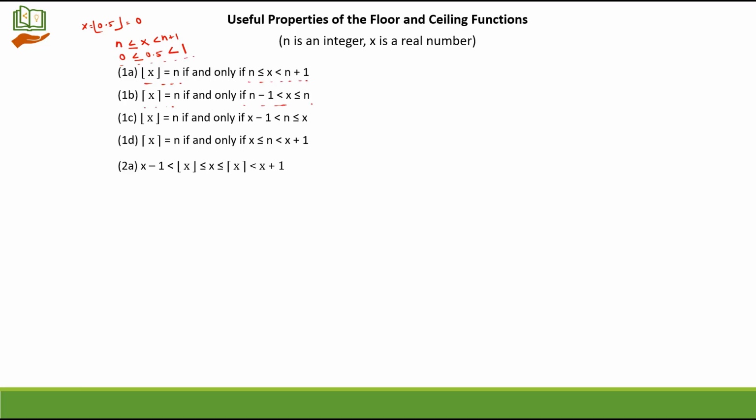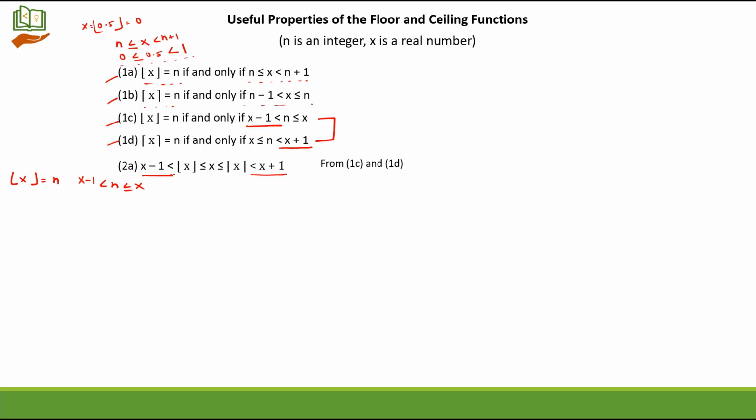So we have 4 laws here. Then we have 2a. From 1c and 1d we can take this particular value. What is 1c saying? Floor of x is equal to n when x minus 1 is less than n less than or equal to x. So we are starting with x minus 1 less than. Then under ceiling it is given x is less than or equal to n less than x plus 1. This particular part they are taking from D.